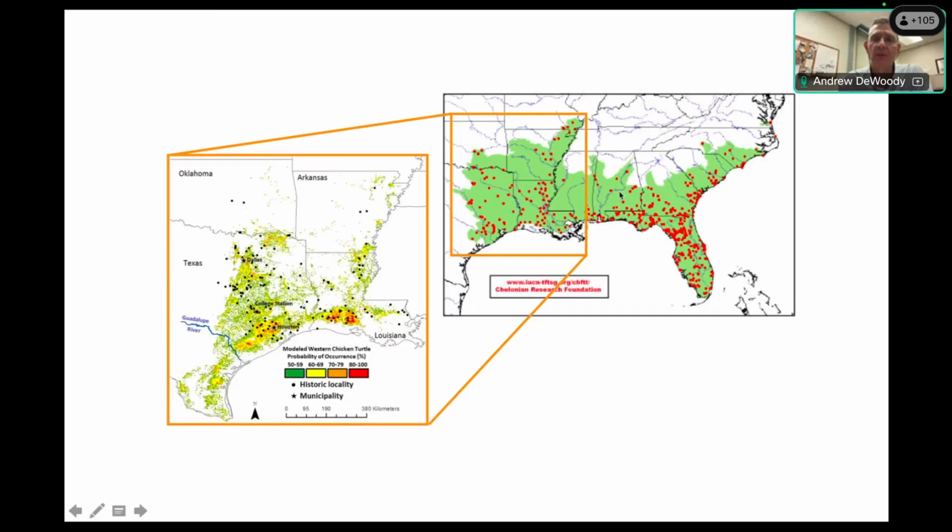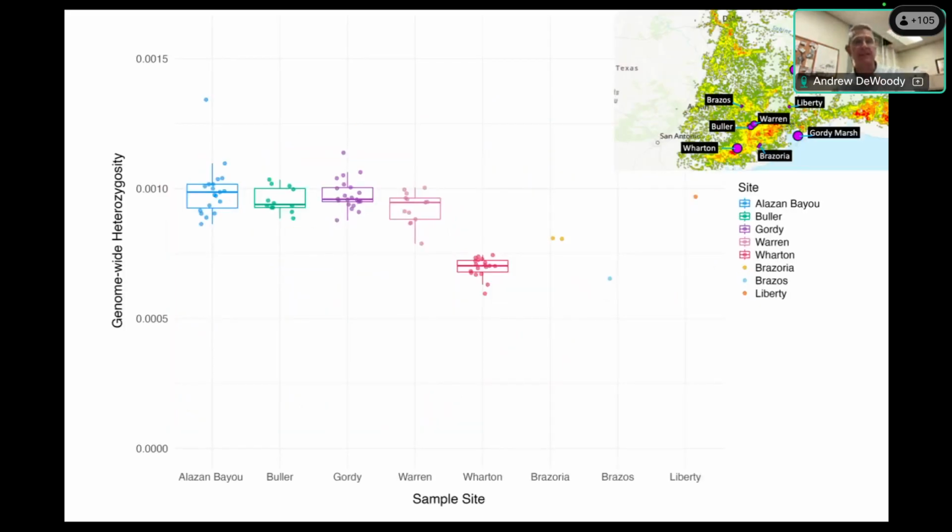if you looked at sort of the centroid of the distribution here, what you see is that it makes sense to me that there's more genomic diversity in central East Texas than on the periphery of the range. This is more in the core of the range of the species. So I think that makes sense.